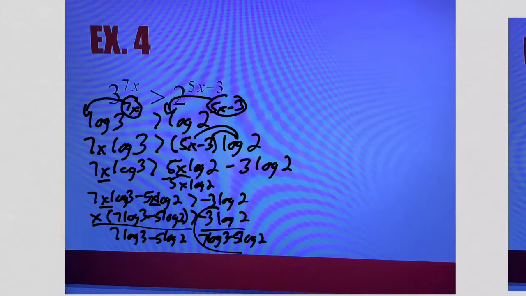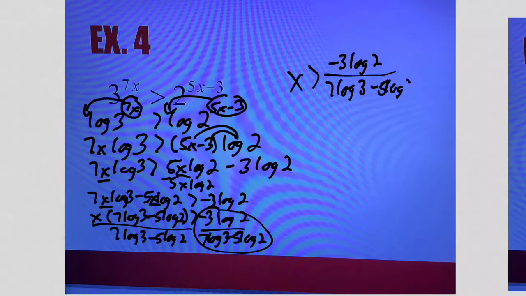And what we're going to do is put this whole big thing in the calculator. So x is greater than negative 3 log 2 divided by 7 log 3 minus 5 log 2. When I put it in the calculator, I end up with x is greater than negative 0.49. And that's my answer.